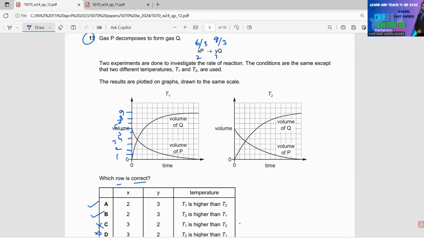If you look at the temperatures T1 and T2, T1 must be the higher temperature compared to T2. So A must be the right choice here. B can't be the right answer in this case.